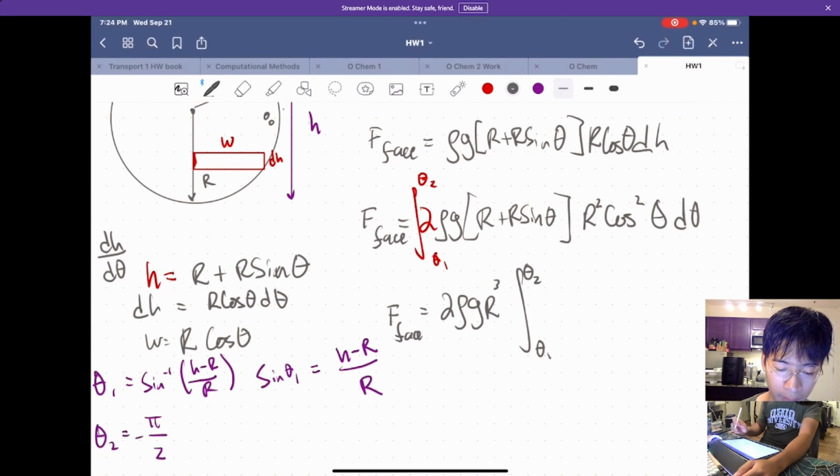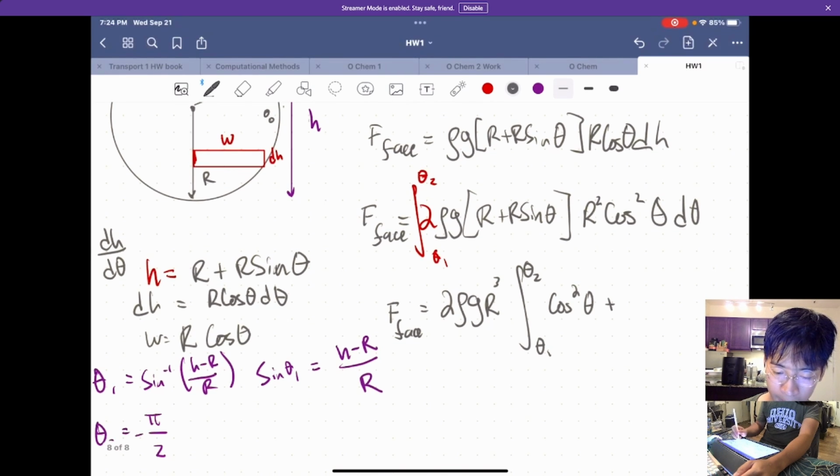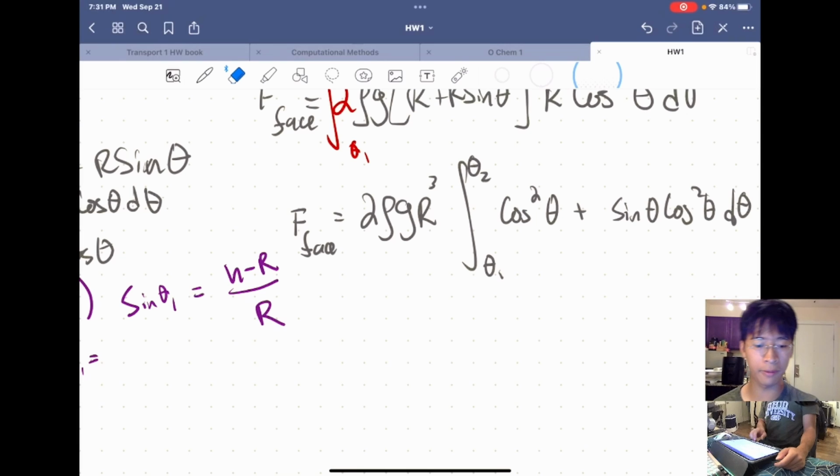Okay, so now what do we have? We have cosine squared theta plus sine theta cosine squared theta d theta. Okay, so now what? We have an integral here.